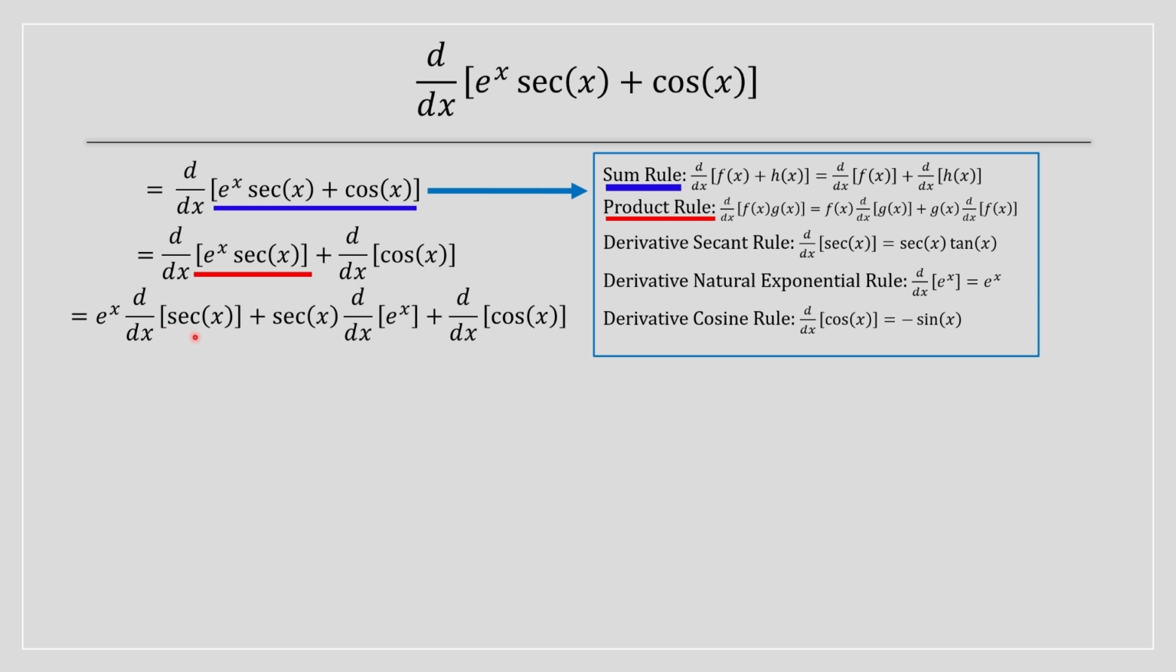And now we have to apply the derivative of secant x, which is this guy over here. Then we have to apply the derivative of e to the x, which is the same thing, which is this guy over here.